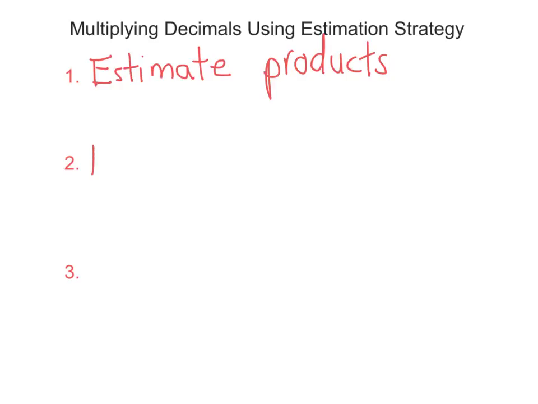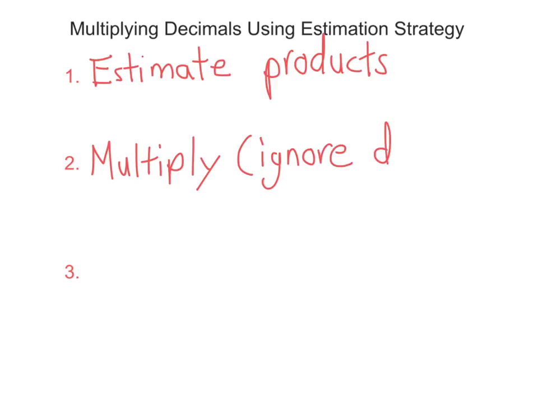The second step is you're going to multiply the two numbers, the two factors, but you're going to do something kind of weird, is you're going to ignore the decimals. So I'm going to treat the numbers like there are no decimals there, and they're just whole numbers. I know how to multiply whole numbers, so I should be able to multiply those.